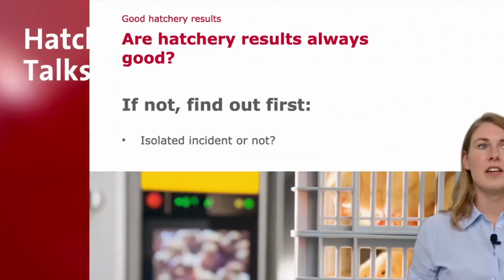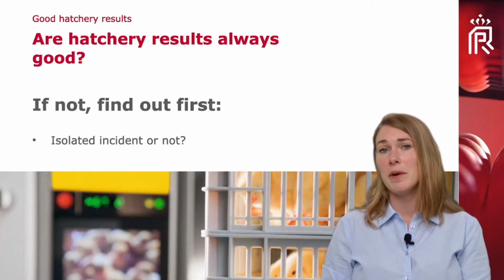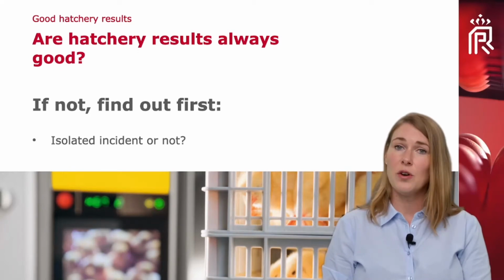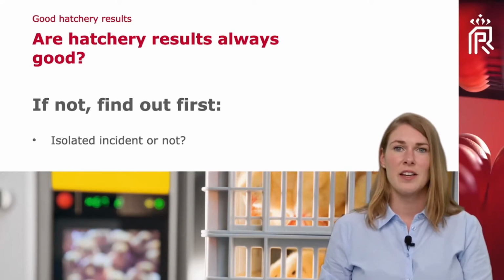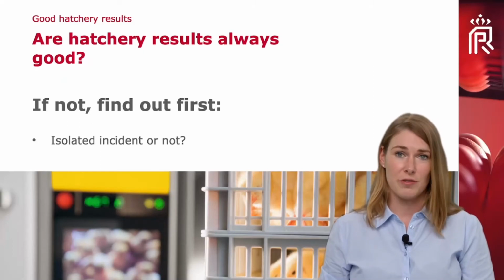So what's the first thing to do if your hatchery result is not good at this moment? The first and foremost thing to do is to find out if it's an isolated incident or not. If it is an isolated incident, like I said, your hatchery personnel, we're all human, mistakes can happen. So it might just be an incident. And if it's an incident, you don't have to go look at all the data, you don't have to do so many extra things. So you will save yourself a lot of time.